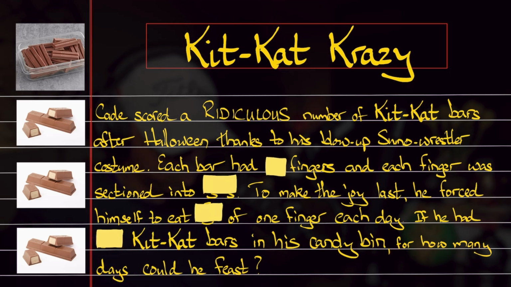How many days? What we have here is a certain number of Kit Kat bars. And then we know that each Kit Kat bar was broken up into fingers. And the fingers were then broken into several sections. And he ate a few of those sections every day. In order to figure out how many days he made the candy last, we have to break this apart into several sections. I want to find out each section at a time so that I can be certain that the answer that I get makes sense.